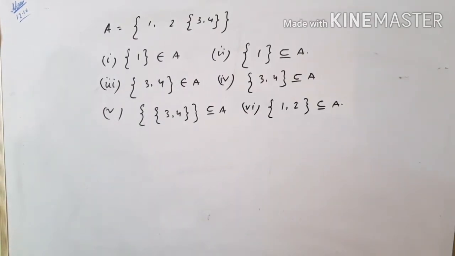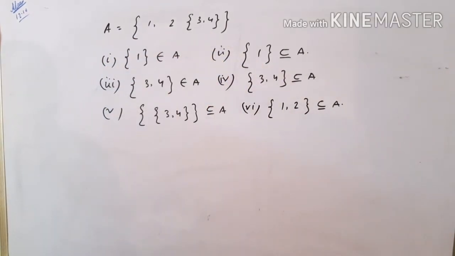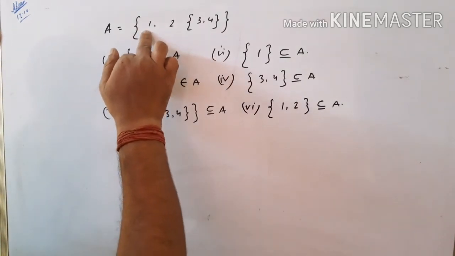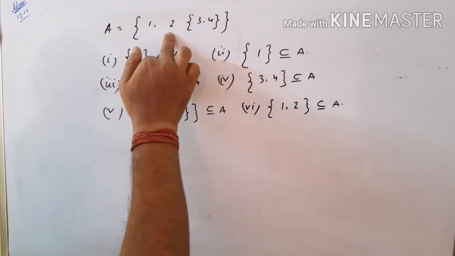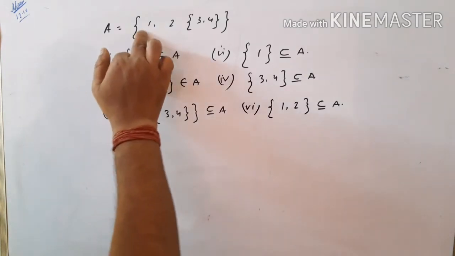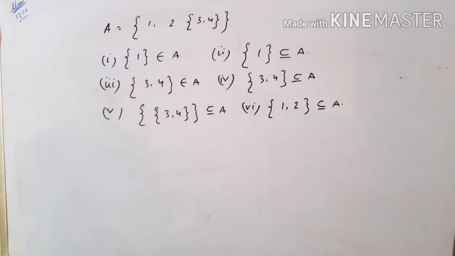In our third question, we have taken a set like this, A equals {1, 2, {3, 4}}. Now out of these 6 options, we shall check which are correct and which are not. Now see that A is a set where 1 is an element, 2 is an element and {3, 4} is an element which is a set. That is, the set has 2 single elements and a set as its element.